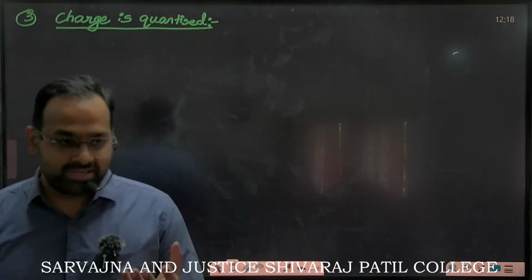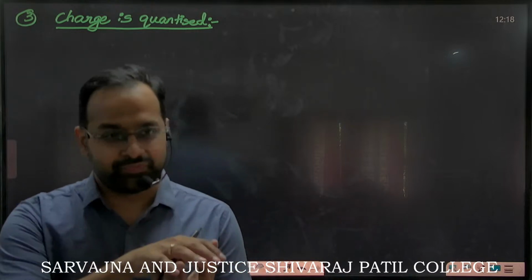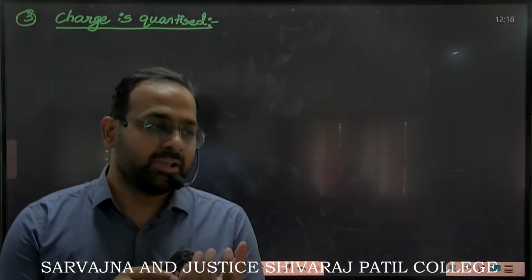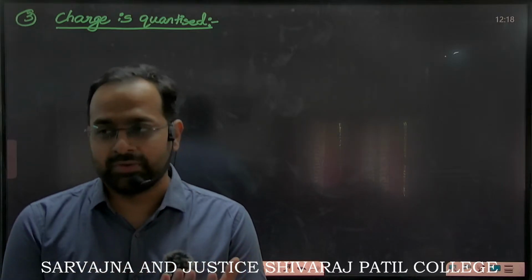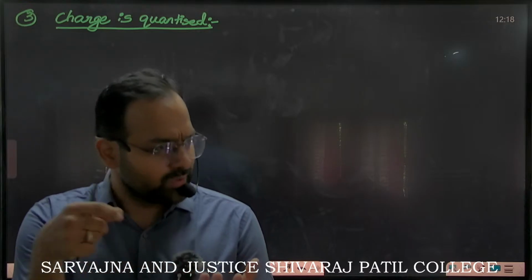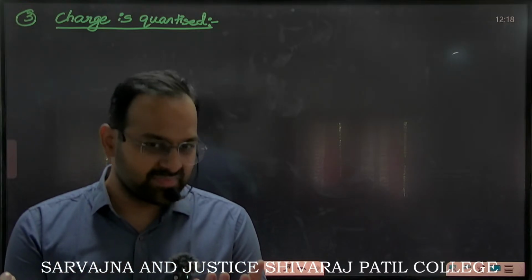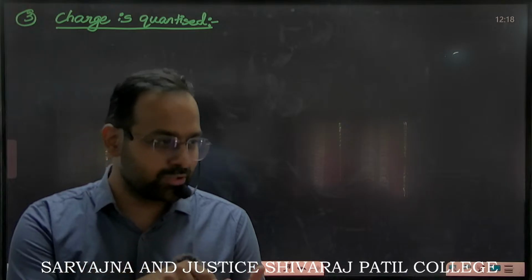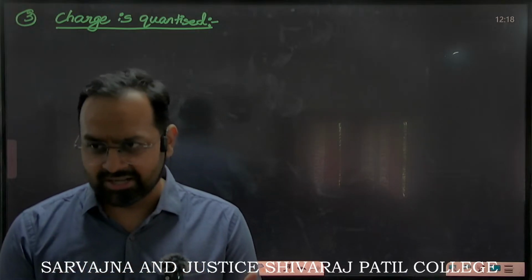Now, let's say you have an object here. This is a neutral object. So if it is a neutral object, if you want to charge it, what you will do? If you want to make it positively charged, what will you do? Remove an electron. Yes. If you want to make it more positively charged, what you will do? You will remove another electron.